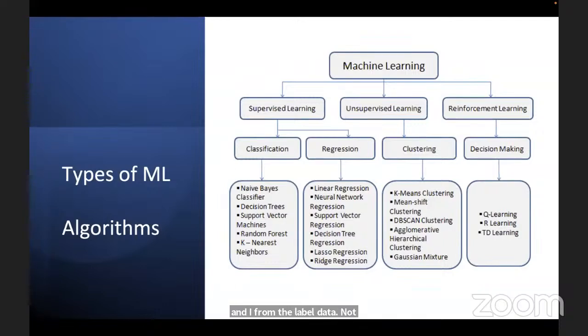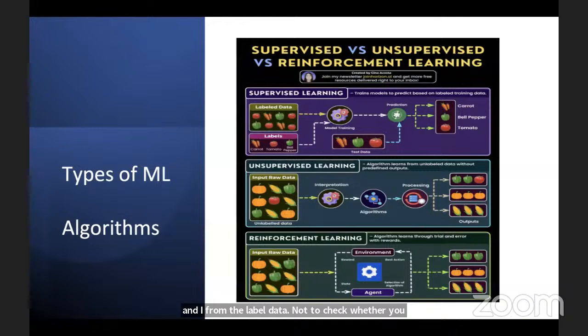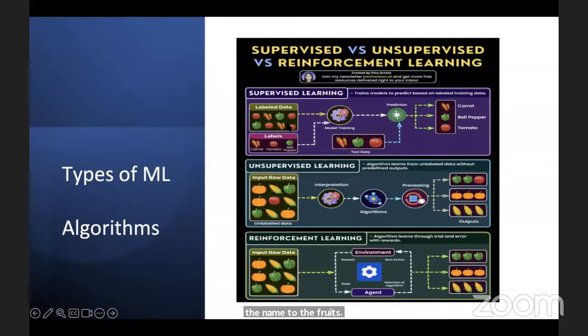Now to check whether you understood or not. This is supervised learning. Label data is present. For example, I am collecting the data. These are the fruits, guys. In that fruits, I have given the label to carrot, tomato. Label means giving the output. We have given the name to the fruits. This is a carrot. This is tomato. This is bell pepper. And along with the fruit images, we have given label also to the algorithm.